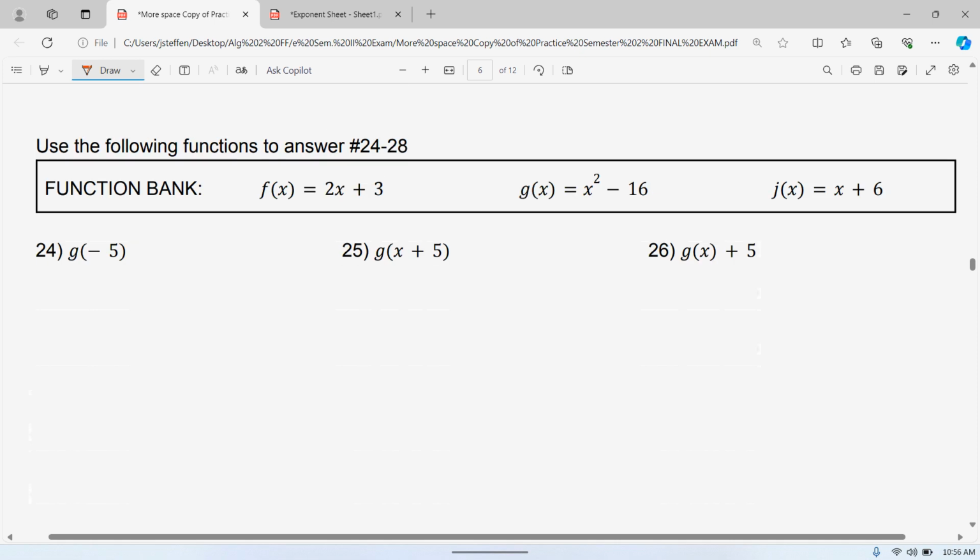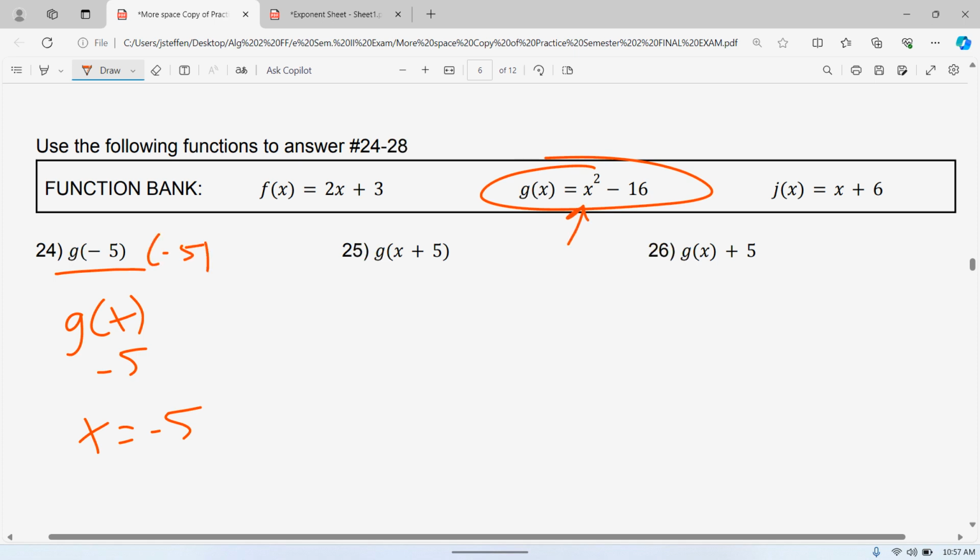The next couple problems, you have this function bank. So you're taking whichever function you need. This is g of -5. And again, that -5 means x is equal to -5. So in your g equation, plug -5 in for that x. So it's -5 squared over 16.